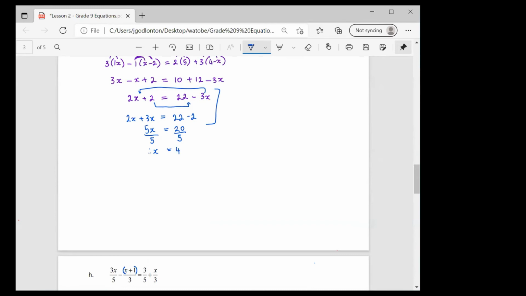All right, so those of you who have finished writing that one, can you write it down in your books? So it's 3x over 5 minus, and then a fraction, x plus 1 over 3, which is equal to 3 over 5 plus x over 3. And I want you to do it slowly and carefully.